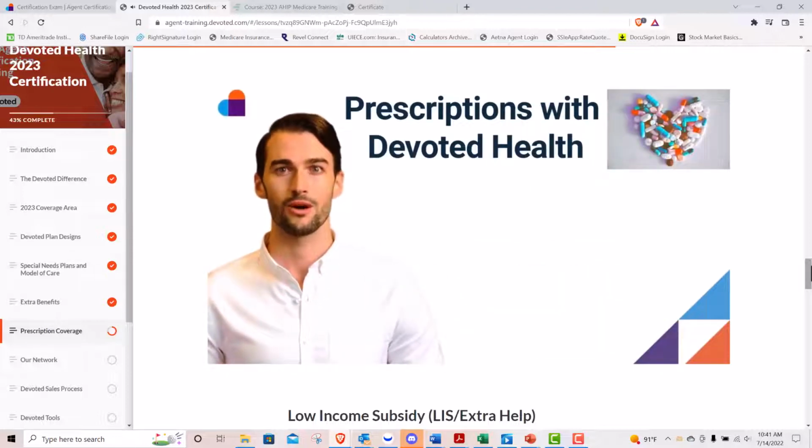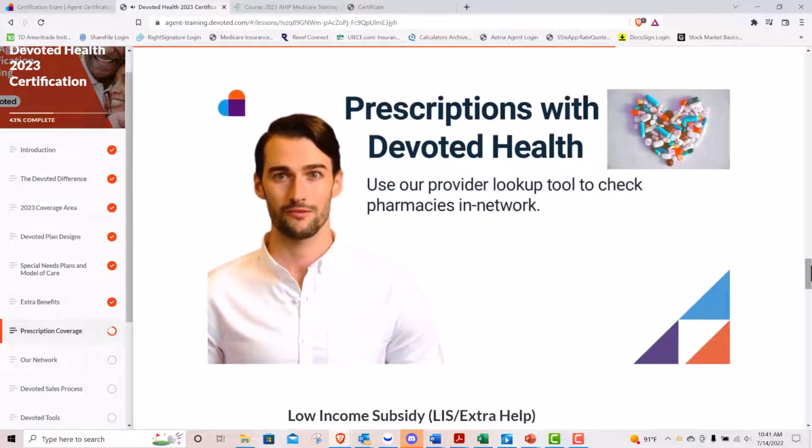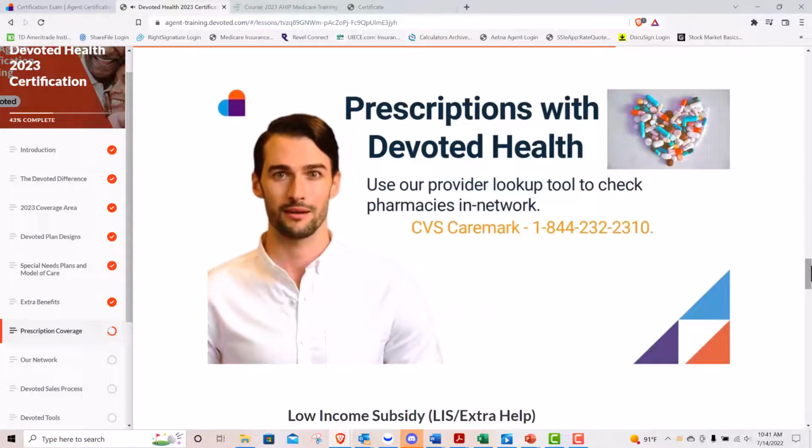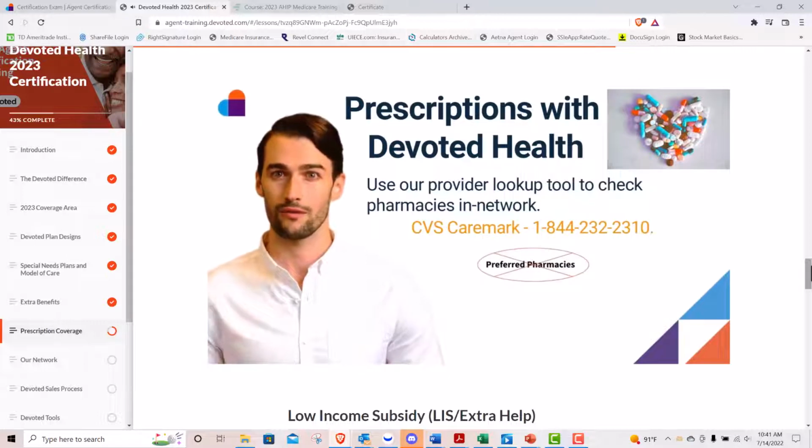Let's review a few more facts regarding prescription coverage with Devoted Health. Our members must use all in-network pharmacies. We contract with the big names, but you can verify through the provider lookup tool. Our mail-order pharmacy is CVS Caremark. Members can receive a 100-day supply for Tiers 1 through 4, and some discounts may apply for Tiers 2 and 3 using this option. We do not have preferred pharmacies, meaning the cost share is the same no matter what pharmacy you go to within our network.